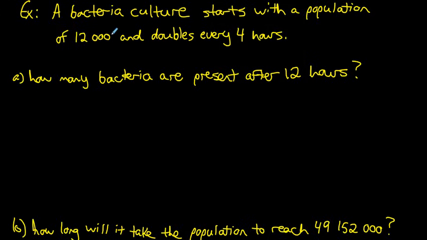A bacteria culture starts with a population of 12,000, so that's our initial value, that's our a. It doubles every 4 hours, so it's repeatedly doubling, so that's our growth factor, that's our b. How many bacteria are present after 12 hours? So y is always our future value. It's equal to the initial value, and that initial value is going to be repeatedly doubled. How many times is it going to double in 12 hours, right? It doubles once every 4 hours, so how many times will it double in 12 hours?